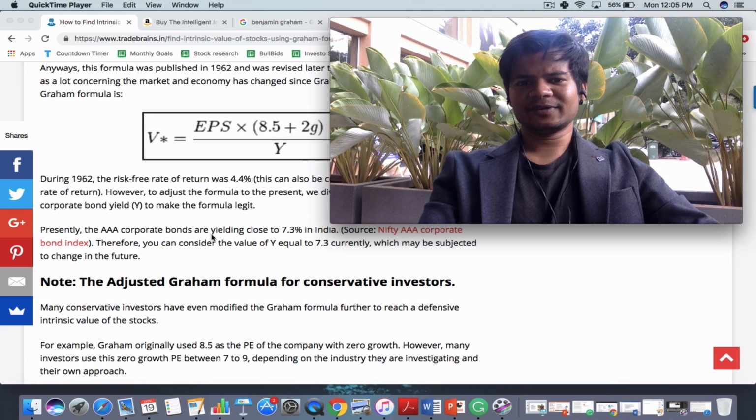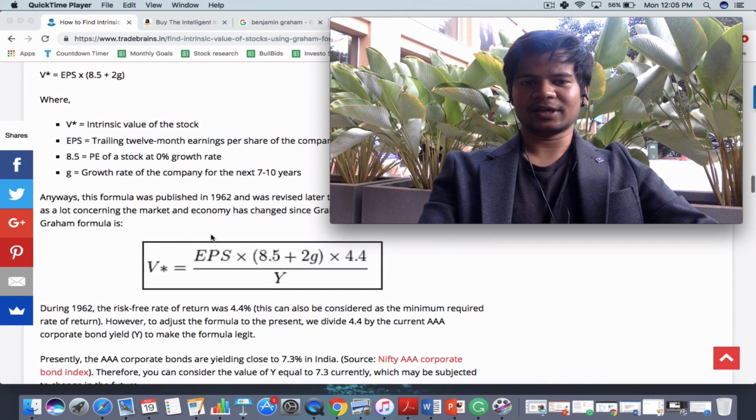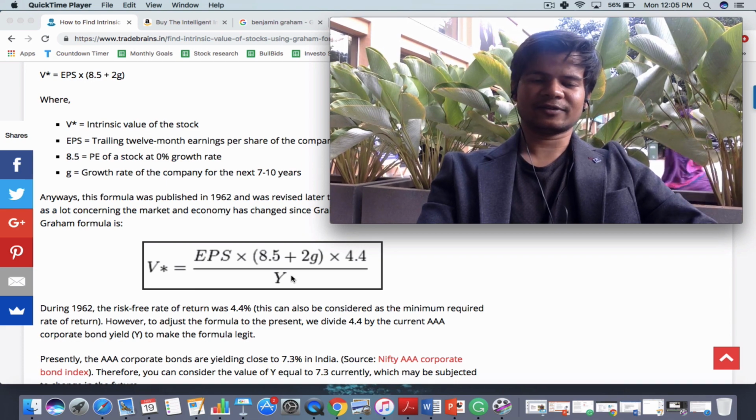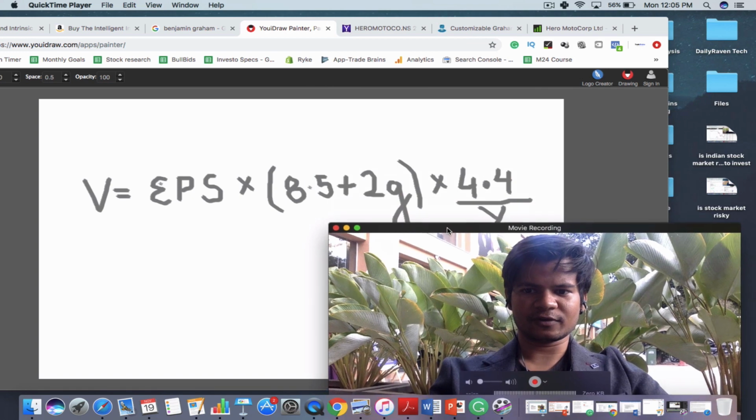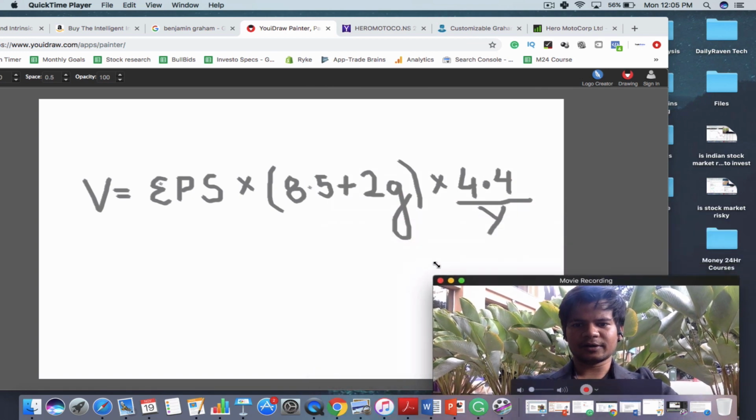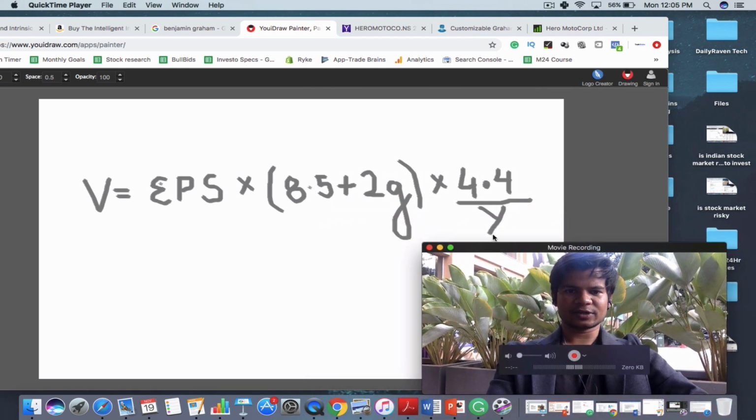Anyhow, the conservative investors have even changed this formula a little in order to find a better intrinsic value. So here you can see that this is the formula that Benjamin Graham used for valuing stocks, where V is the intrinsic value, and it is equal to EPS × (8.5 + 2G) × 4.4 / Y.